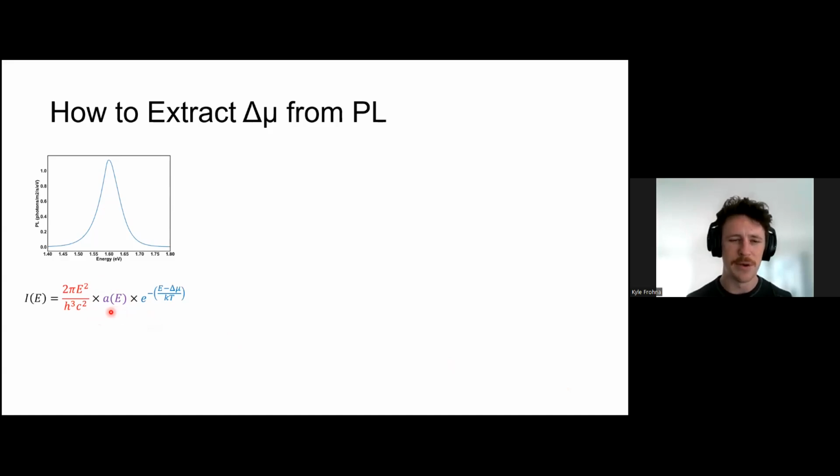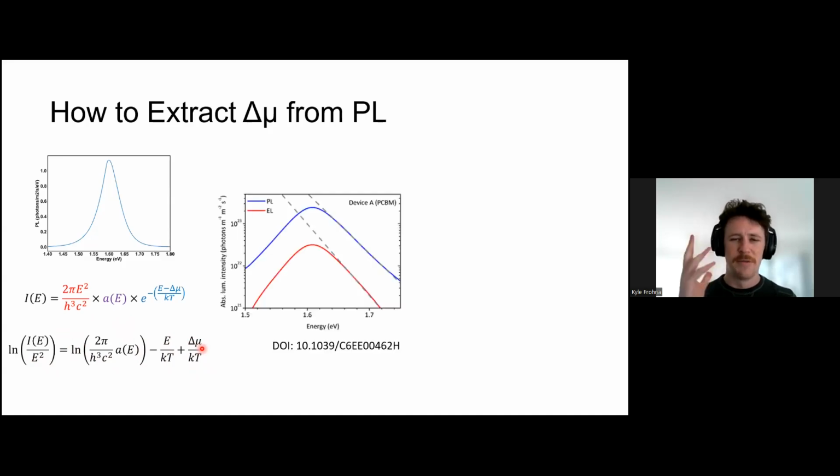If you do that, you can rearrange things by taking a log and having an E squared over here. You plot this log of the PL divided by E squared versus energy. This is all a big constant term, and so your intercept will be related to a constant plus the quasi-Fermi level splitting. So you just take the log of your PL, fit the linear term above the band gap, and you can extract your quasi-Fermi level splitting that way.